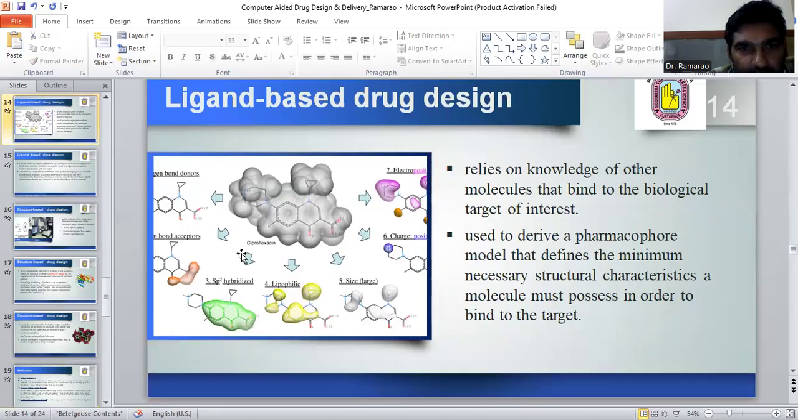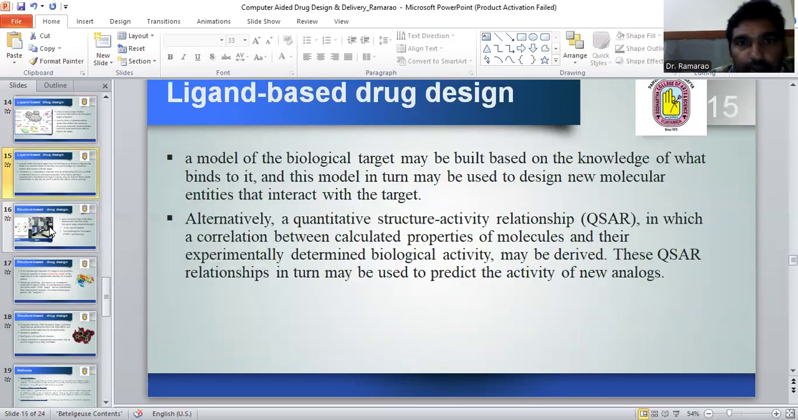Here a ciprofloxacin structure is shown, with different sizes, lipophilicity, sp2 hybridization, bonding, all these things. A model of the biological target may be built based on the knowledge of what binds to it. This model may in turn be used to design new molecular entities. Alternatively, in QSAR, a correlation between the calculated properties of molecules and their experimentally determined biological activity may be derived. The QSAR relationship in turn may be used to predict the activity of new analogs.